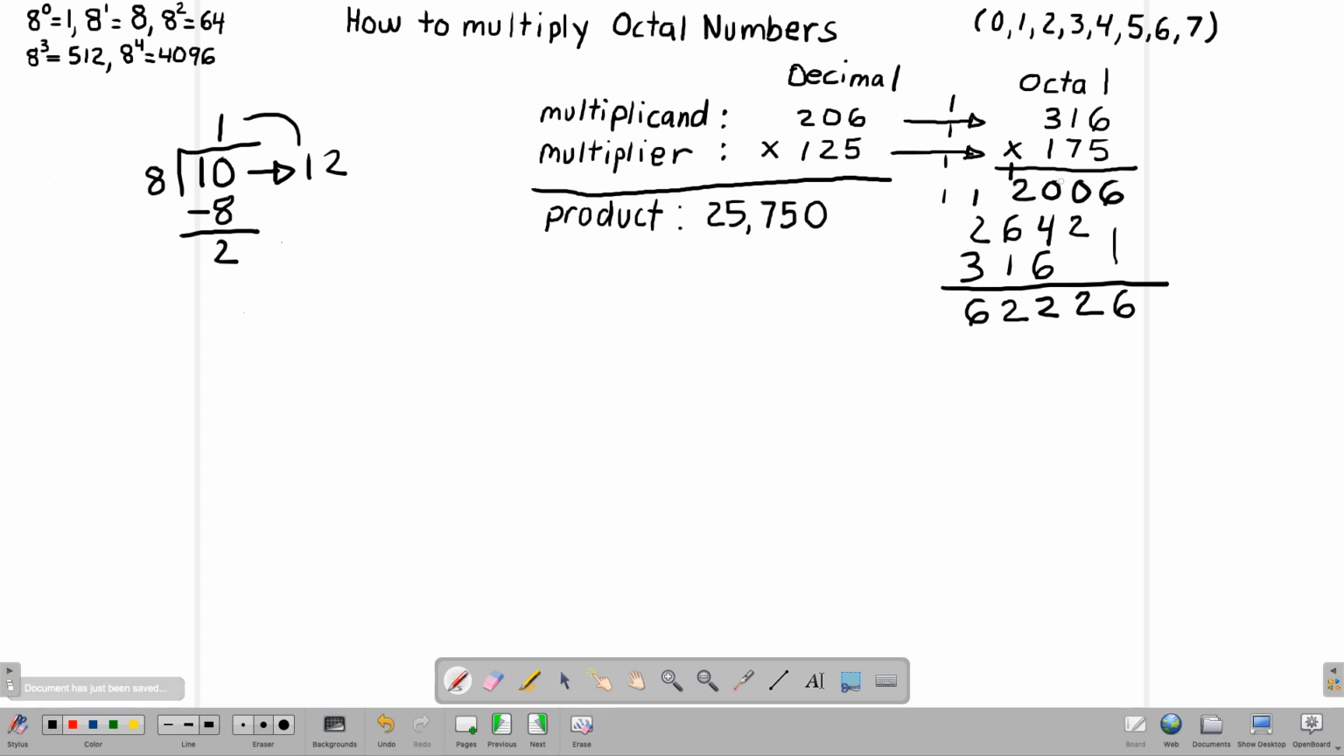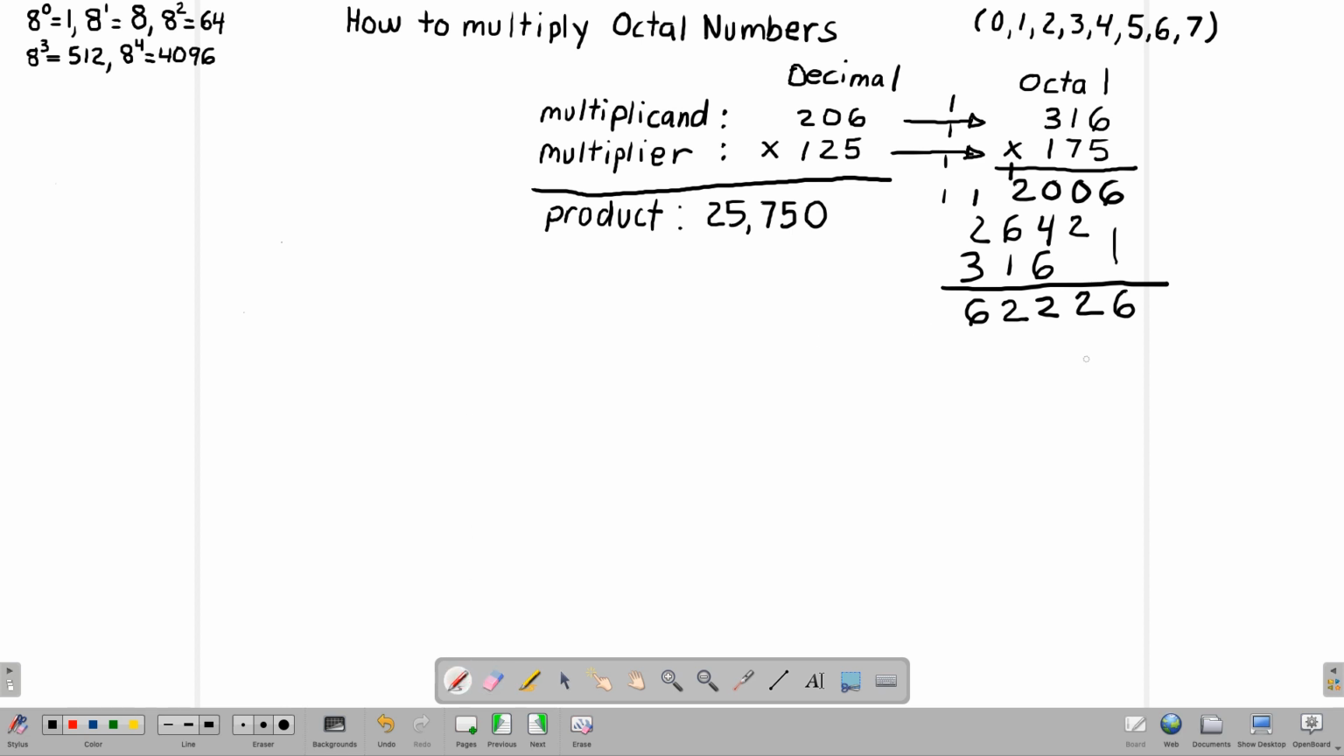So we have 6, 2, 2, 2, 6. And that's supposed to be the result when we multiply the octal values 316 times 175. What we're going to show is that when we convert this to decimal, it is the value 25,750. So let's erase this up here, it shouldn't matter.